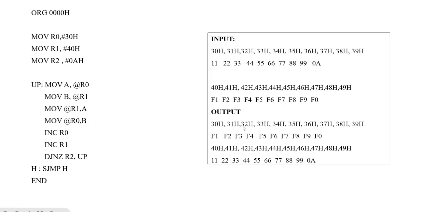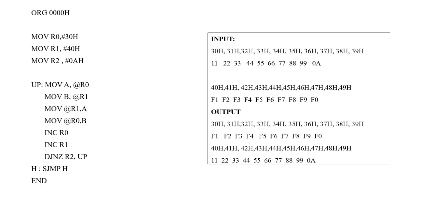When you execute this program, starting from 30H, the inputs which we have given at the 40H location will be transferred to the 30H location, and the data which we have given for the 30H location will be transferred to the 40H location, from the 40H location to the 49H location. So here the data has been exchanged. You can see here you have 11, 22, F1, F2. Now the data has been exchanged. At 30H you have F1 and at 40H you have 11.